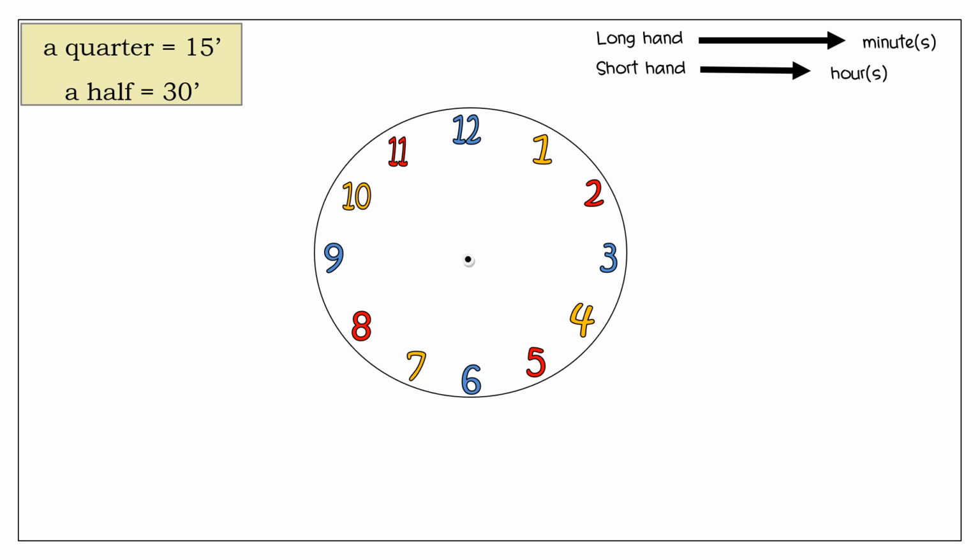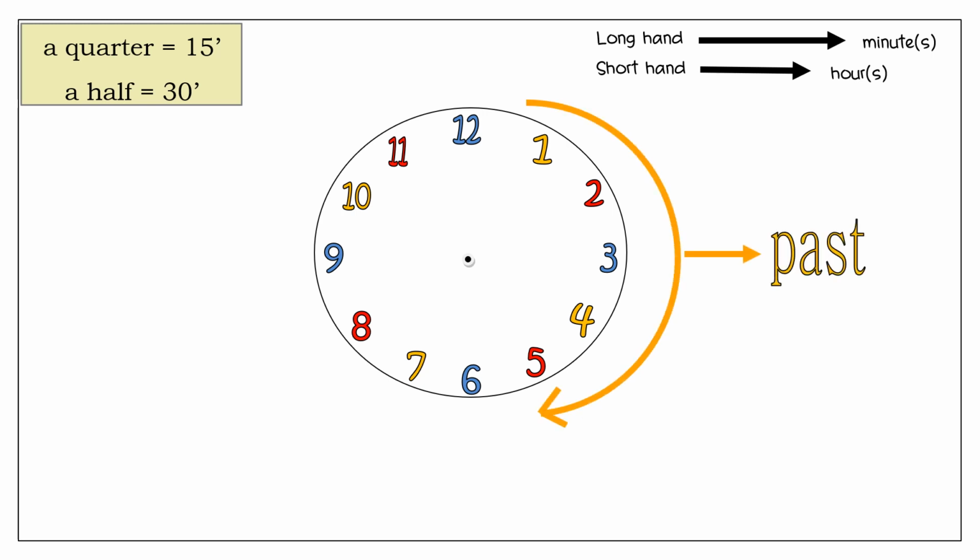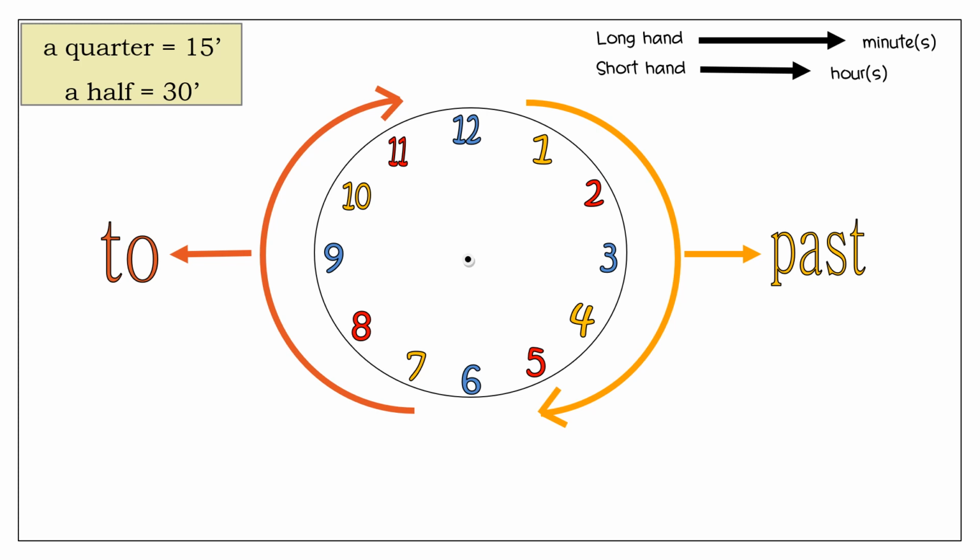Okay, everyone, we will use British style, which tells the minute first and then the hour. Okay, let's see this. Past is used for minutes 1 to 30. To is used for minutes 31 to 59.